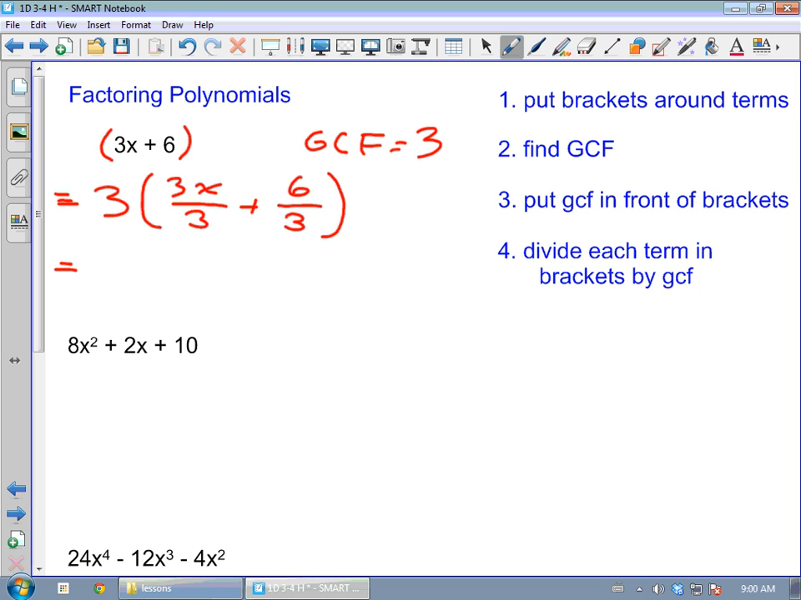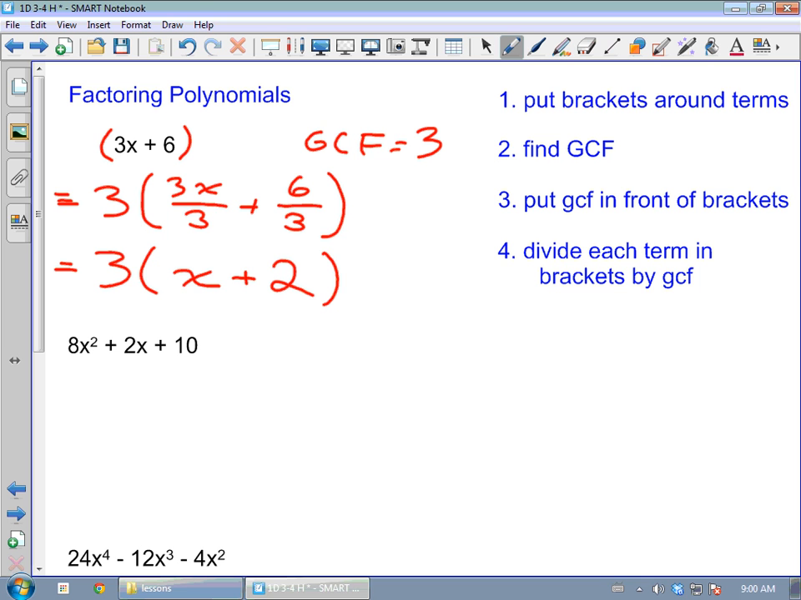And then I'm going to simplify what I have inside those brackets. I'm going to keep the 3 out front. 3x divided by 3, well, 3 divided by 3 is just 1, so that's just going to give me x. 6 divided by 3 is going to give me positive 2. And there, I've factored that polynomial.